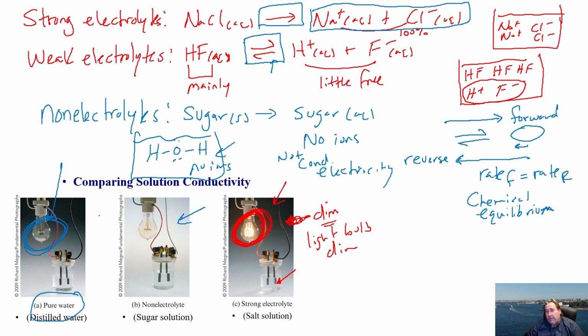So strong electrolytes 100% break apart, produce a lot of ions really quickly, good conductors of electricity. Weak electrolytes pretty much stay together, still able to produce a little bit of ions, so still able to conduct electricity, but nowhere near as well as a strong electrolyte. And non-electrolytes, again, pretty much do not produce ions, so they do not conduct electricity.